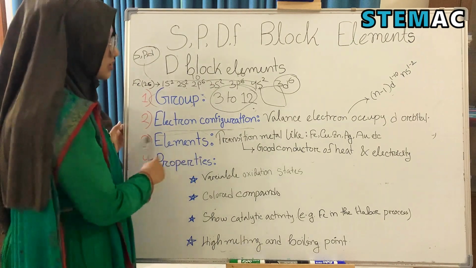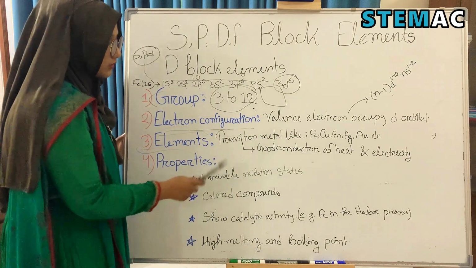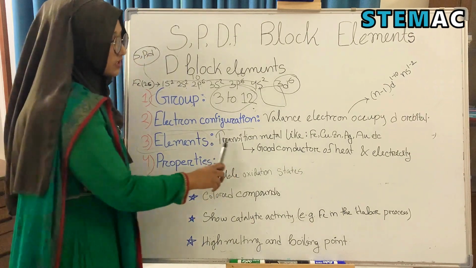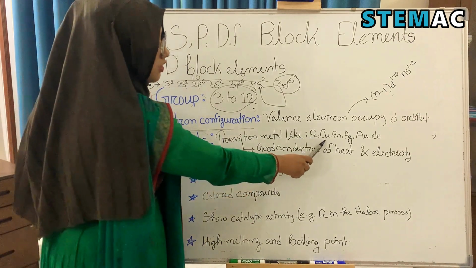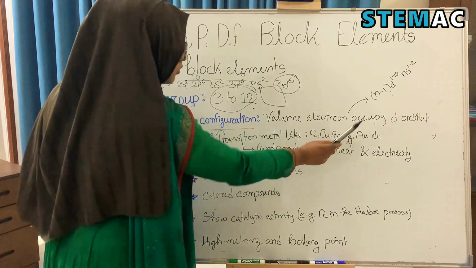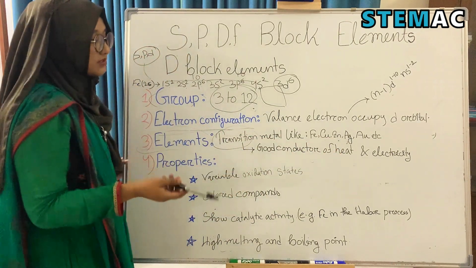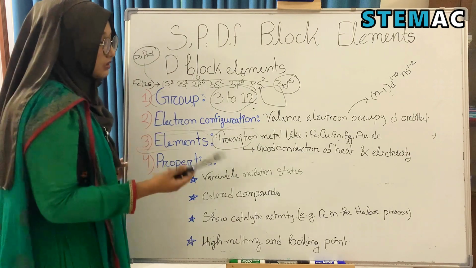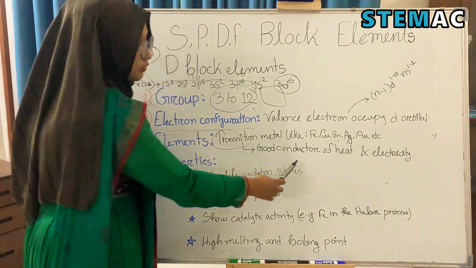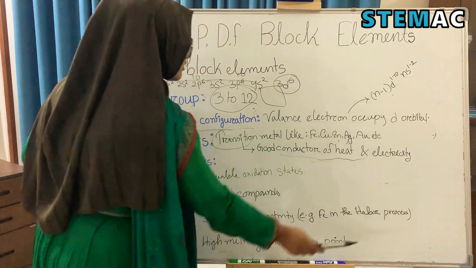So which are the elements? Mainly they are transition metals like iron, copper, zinc, silver, and gold. And what does transition mean? They show different types of activity in their elements. They are good conductors of heat and electricity.